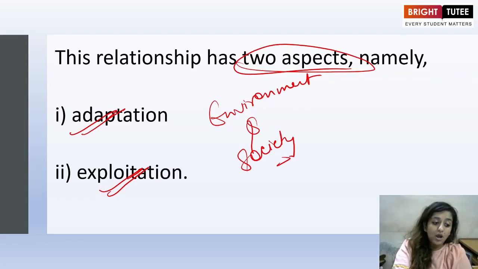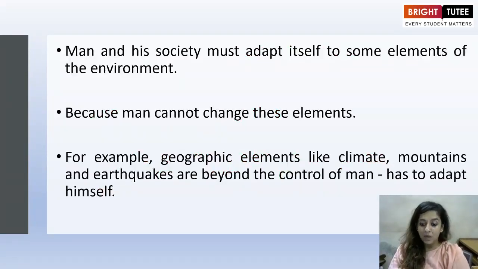Now, when you talk about man and his environment, man must adapt himself to some of the elements of the environment. The kind of temperature you are in, the kind of rainfall that you are expecting, the kind of humidity, the kind of sunlight exposure, or the kind of flora and fauna that you have, the availability of the natural resources that are there. All of these are things that the human being has to adapt to, because man cannot change these elements.